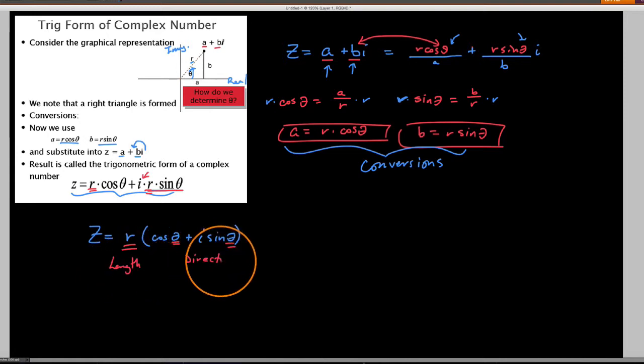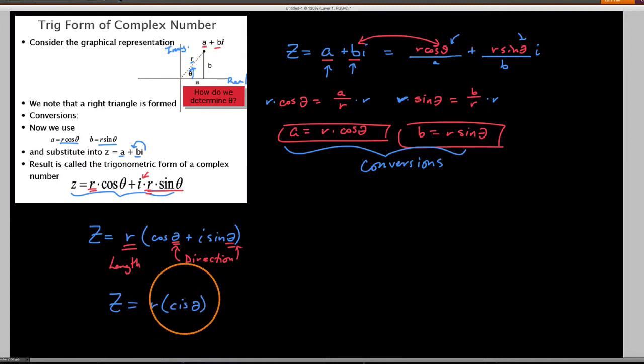Okay, I'm going to clean this up even further now, and we are going to write this z value, since it is always r times cosine theta plus i sine theta. We get so used to this that we tend to write it as r times the cis of theta, or even r cis theta. This is a very truncated or shortened way of writing r times cosine, i sine, where we're just implying that there is a plus sign in between the cosine and the i sine.